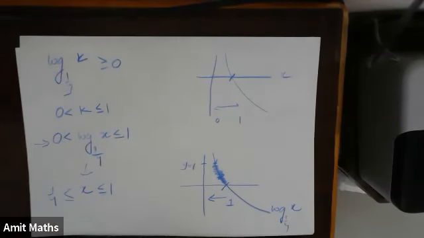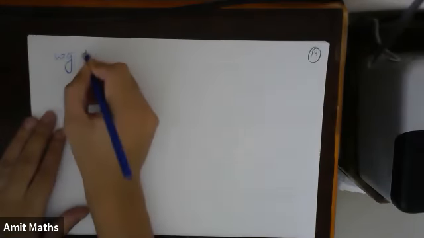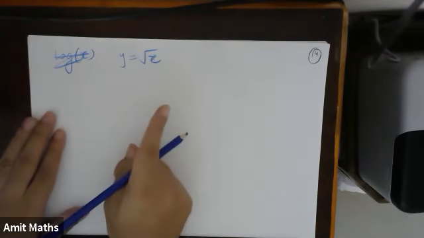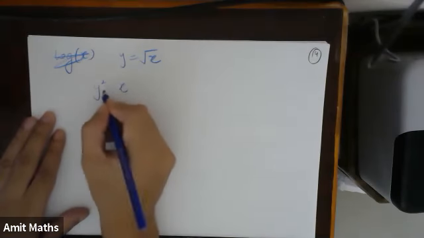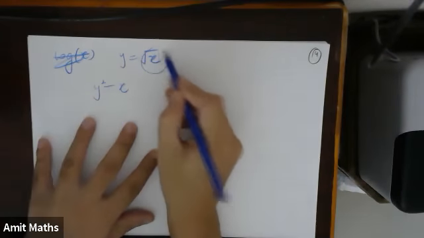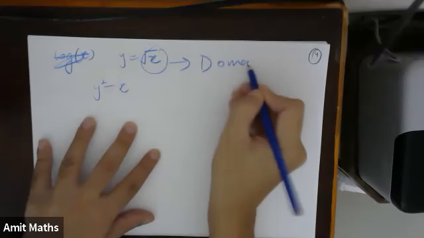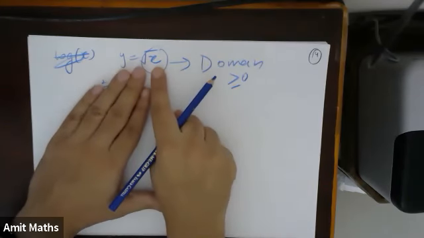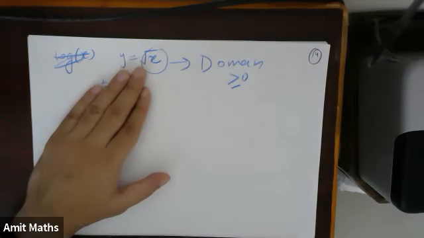Some students are asking the doubt: what happens if you square the roots? Suppose y is equal to under root of x. If you square both sides, you will have y square is equal to x. Now see, in the first case the domain should be greater than or equal to 0, because the root does not allow you to take negative values of x.